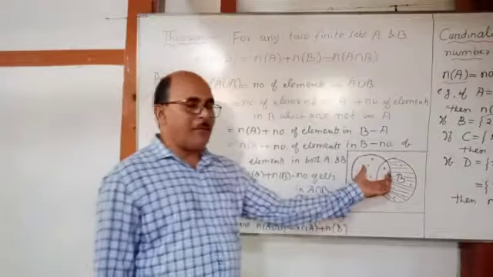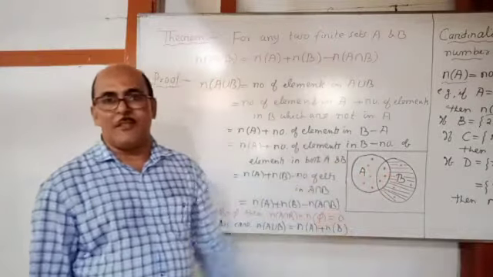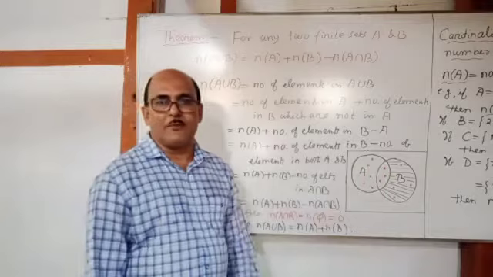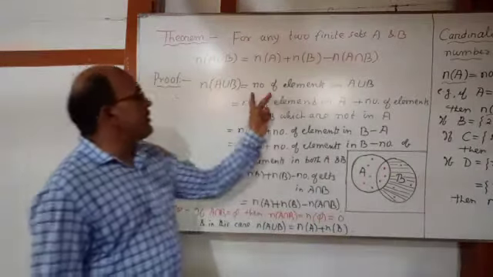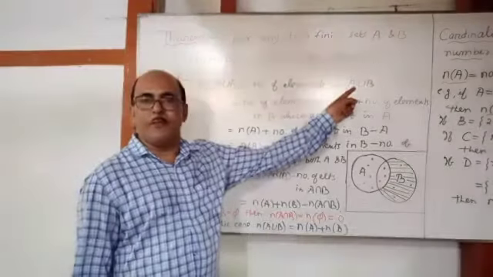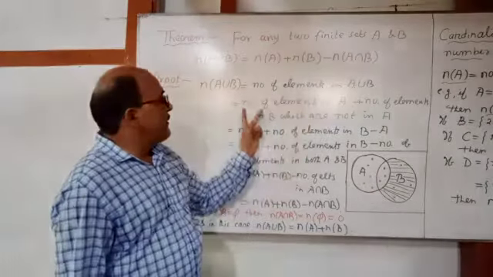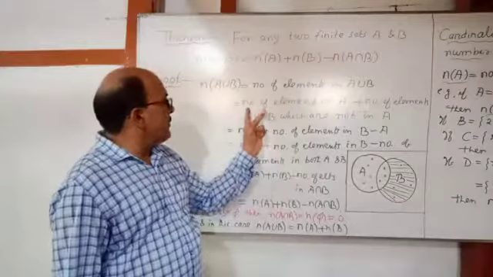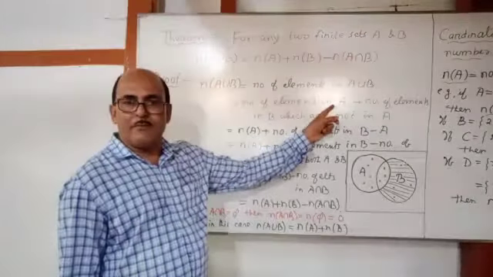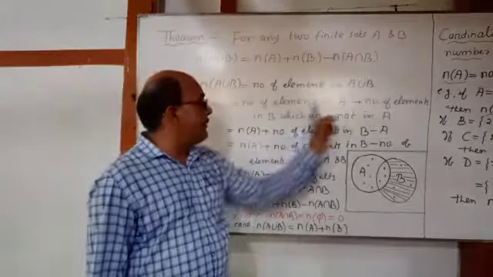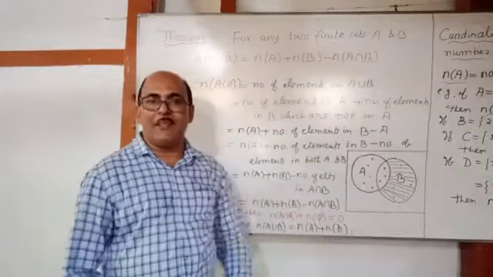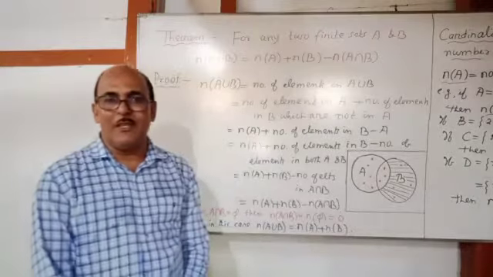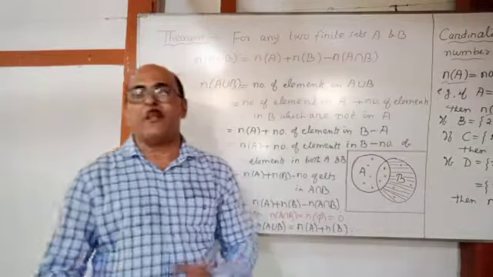If we look into the Venn diagram, still the proof is asked with 3 marks or 4 marks. That's why some details we want to write. n(A union B) by definition is number of elements in A union B is equal to number of elements in A plus number of elements in B which are not in A, because A and B may have common elements. We cannot count an element 2 times.